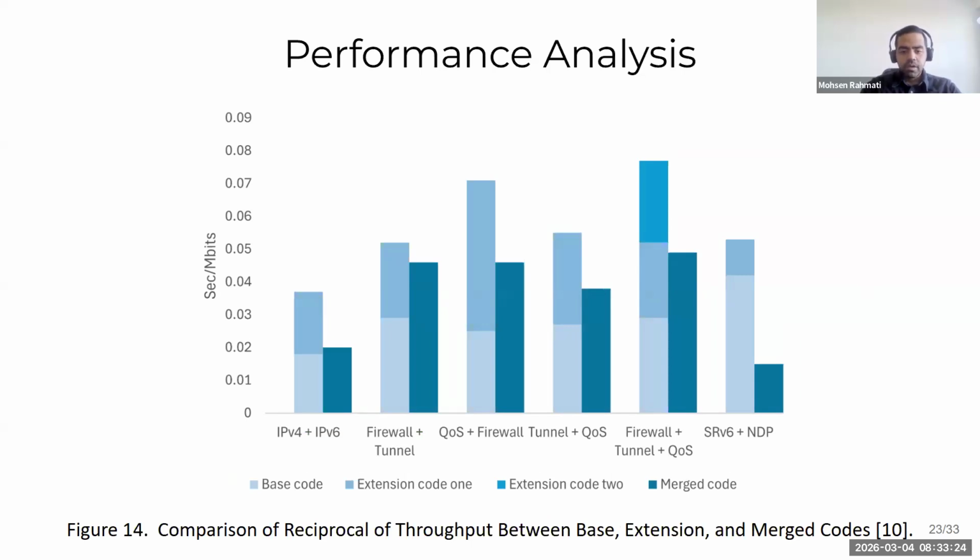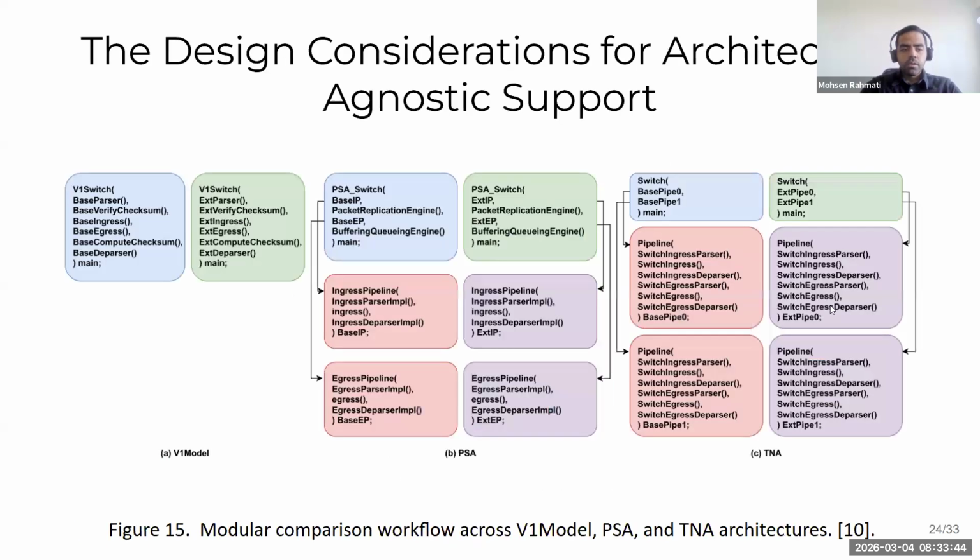And as you can see, we have improvement in all of them, especially for the complex one, because the complex one shows the benefits better than the simpler codes.